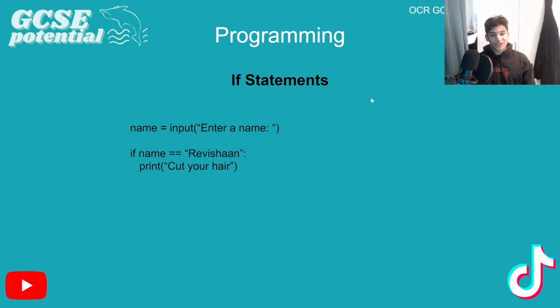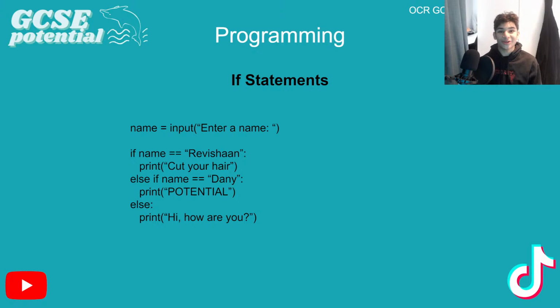If statements. So here's a listed example here. An if statement is where if something is true, or if something is false, then the program has to do something. So the example here is that you input your name, and then the program decides if your name is equal to Ravishan, so this is just something I've created, it will print cut your hair. I think that's valid. Else, you can also add an else. So if that isn't true, then you could just say, hey, how are you? You have total freedom with the program.